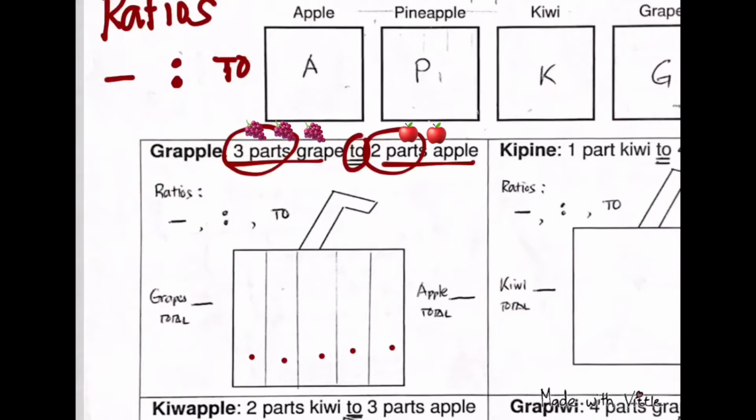Now, they wanted 3 parts grape. So therefore, the first number that we're going to write down is 3, which is for the grapes. Write down letter G. And the second one, after the word "to," is the one that's going to go under this fraction, which is the 2 parts apple. You have to label the parts of your ratio in order for you to not get confused.